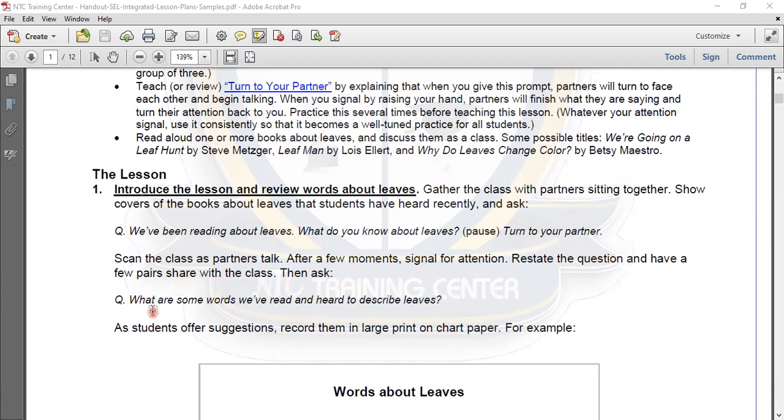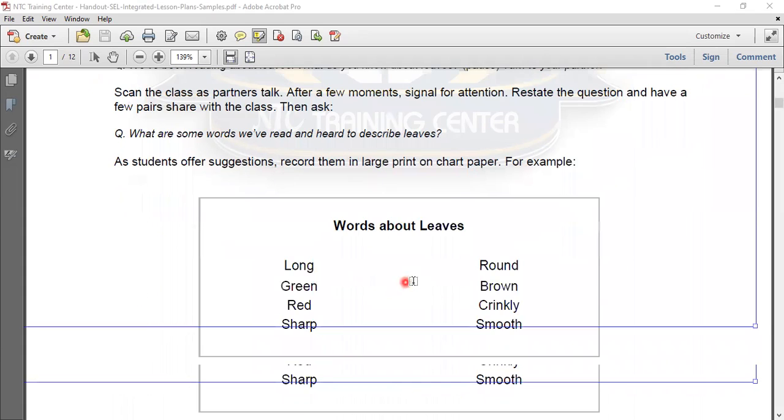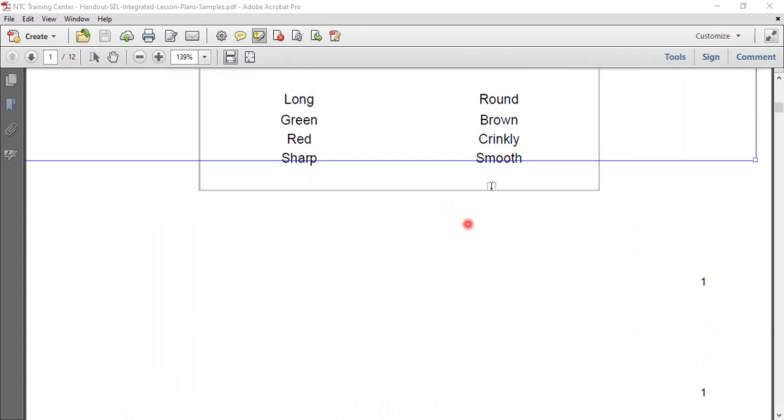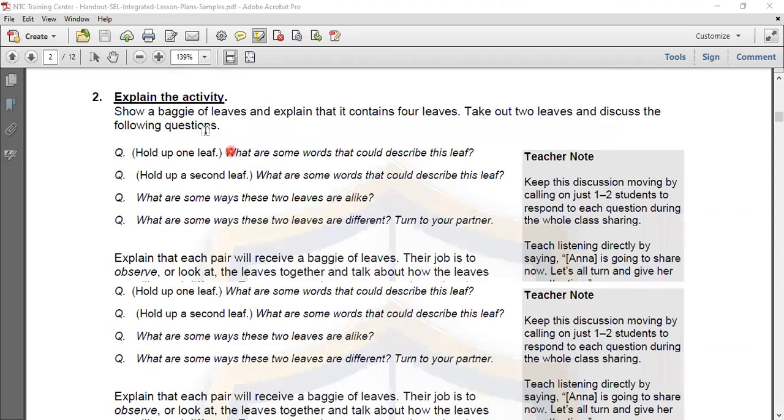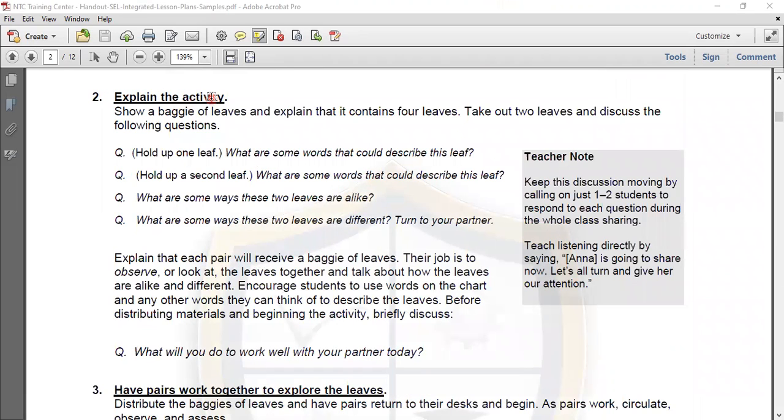Then ask them, what are some words we've read and heard to describe leaves? As students offer suggestions, record them in large print on chart paper. For example, words about leaves: long, round, brown, green, red, bumpy, smooth, sharp. Number 2. Explain the activity. Show a package of leaves and explain that it contains 4 leaves.